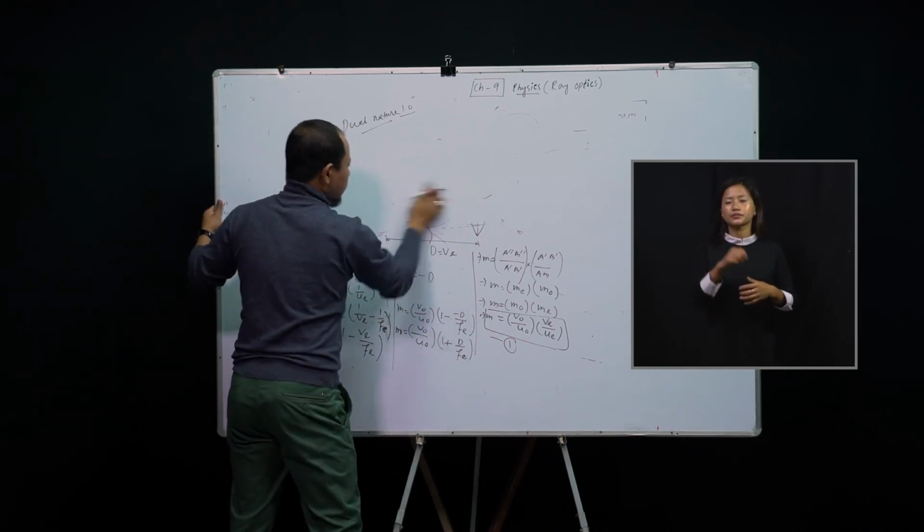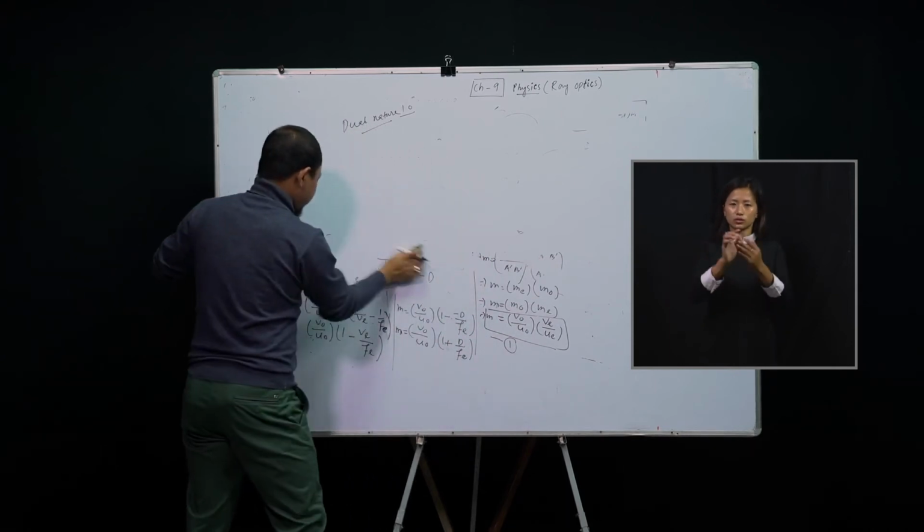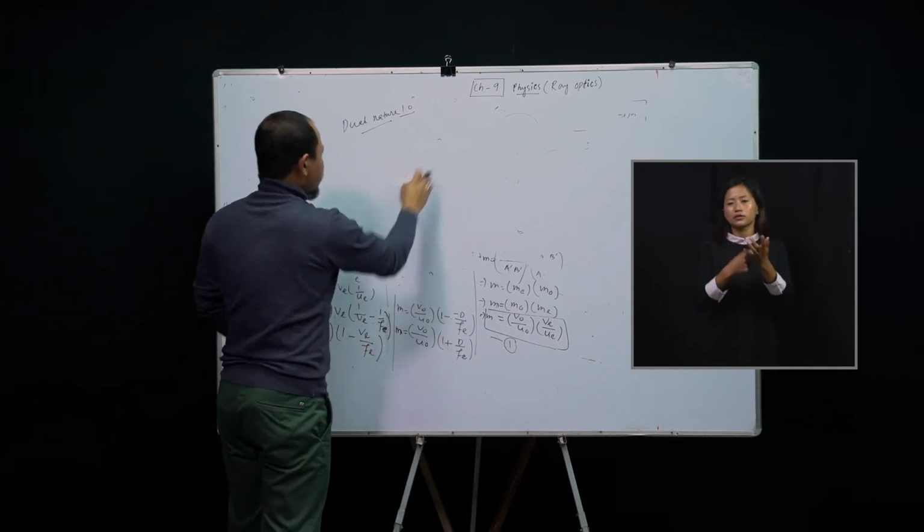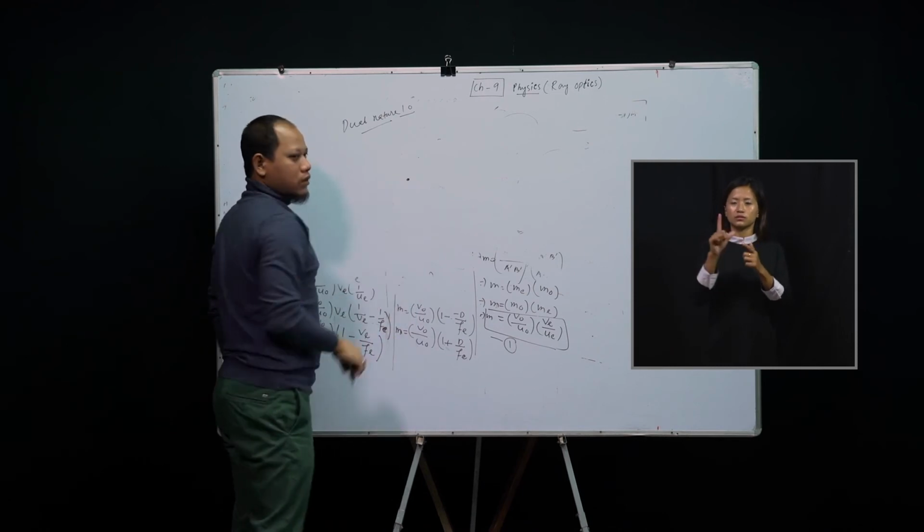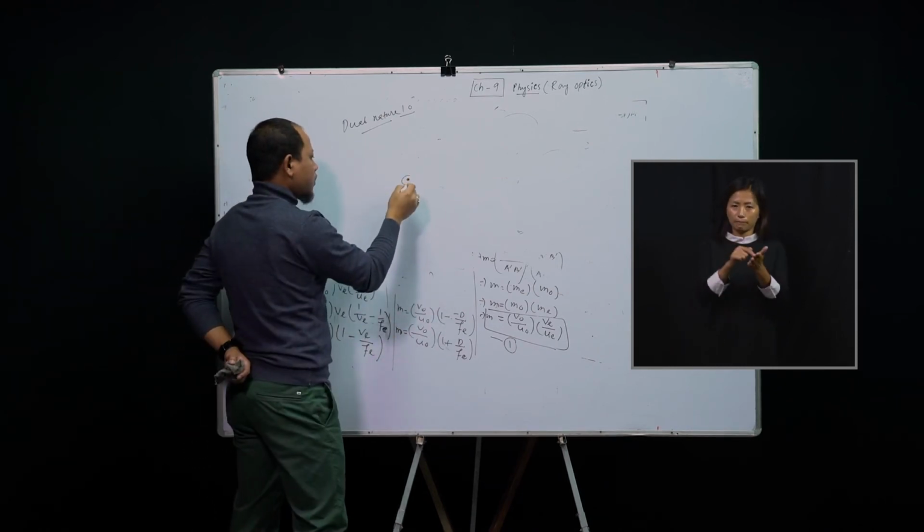Okay, now let's discuss what is Huygens' Principle. Suppose here I am taking one point source. This is one point source. So, its wavefront will be spherical like this.